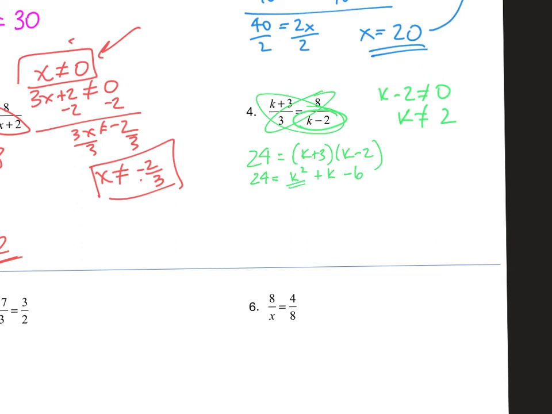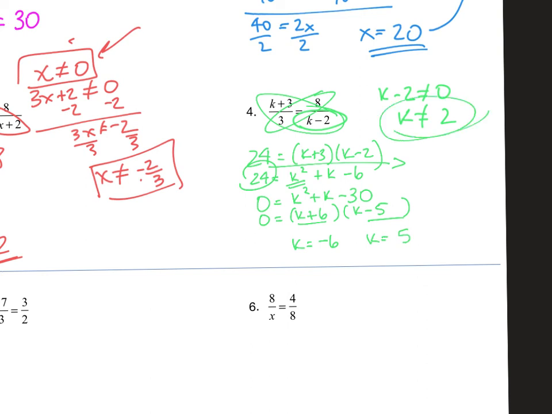Now, to solve this one, because it's a quadratic, I have to make sure it equals 0. So I'm going to move the 24 to this side, which gives me k squared plus k minus 30. All right, now if I'm lucky, this will factor, and if I'm not lucky, I'll do the quadratic formula, but this one does factor. K plus 6 and k minus 5. And then you set each of these equal to 0, which gives me two answers, -6 and 5. All right, both of these are totally fine. They don't contradict this restriction, so this one just happens to have two answers.